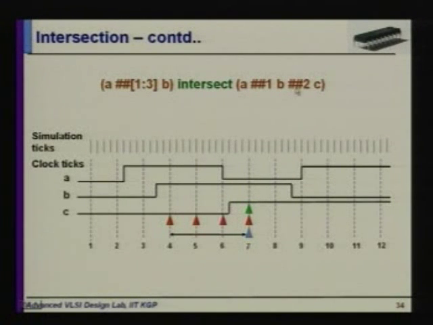And A ##1 B ##2 C. That means A matches here, then ##1 B, ##2 C, here C matches. So when both of these match, there is a match of the total expression in the 7th clock tick. This is the intersect operator, which differs from AND. AND specifies that whenever sequence 1 matches, if we get sequence 2, then finally it matches.